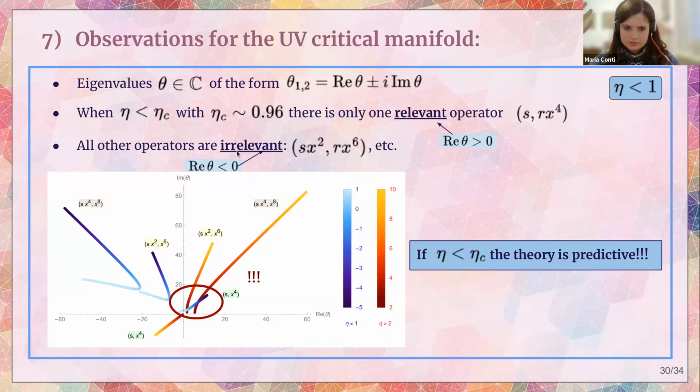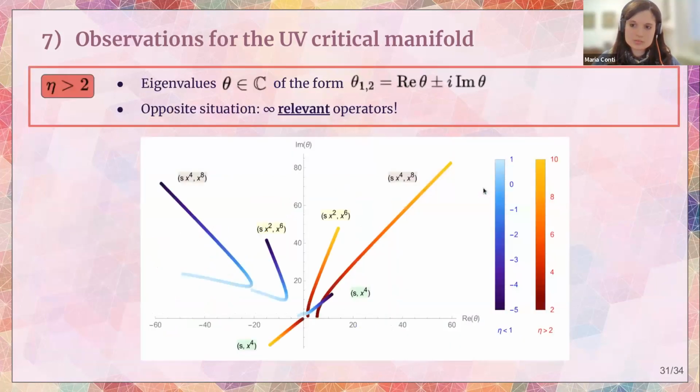What is the meaning of this? Well, we ended up with a discrete eigenfunction spectrum, which was a bit alarming because, yes, it was discrete, but it was infinite. How do we get a predictive theory? Well, for a theory to be predictive, we have to count the relevant operators inside the eigenfunction spectrum, and we get only one. So if eta is below this critical value, then the theory is actually predictive. This is what happens to the blue range.